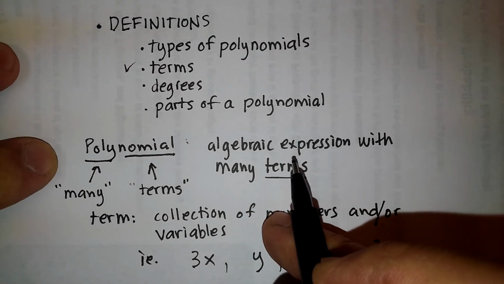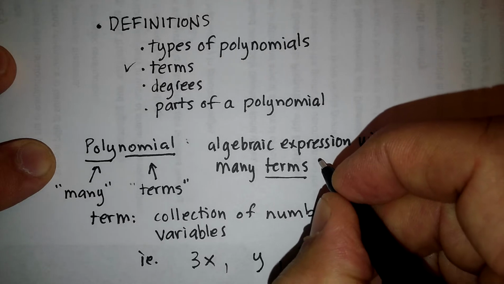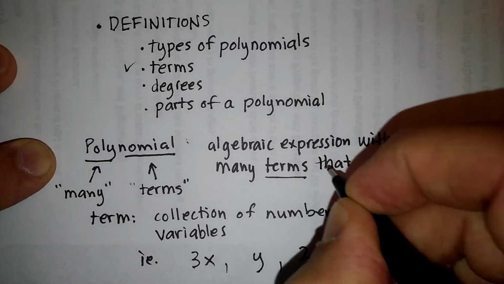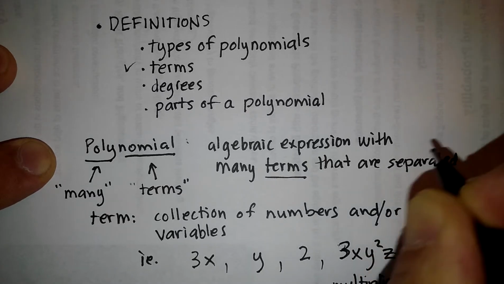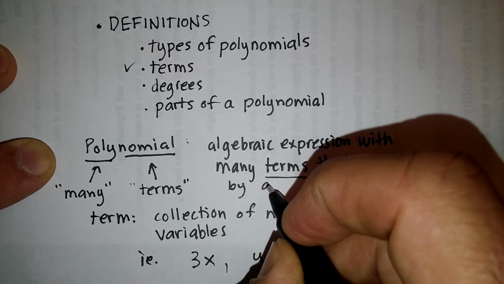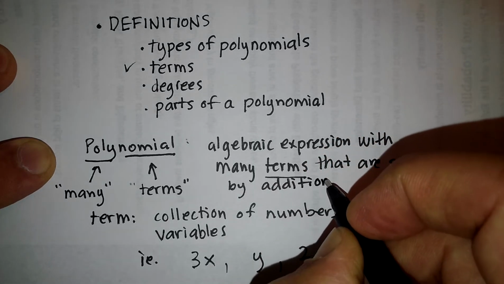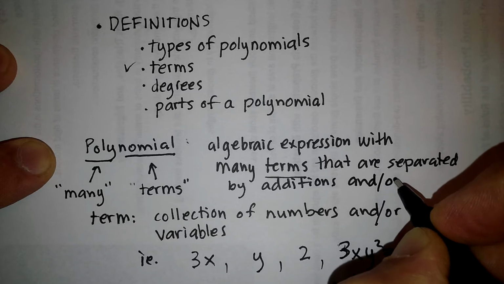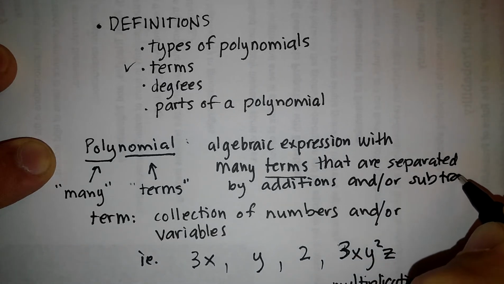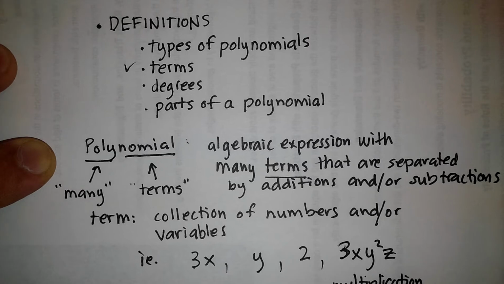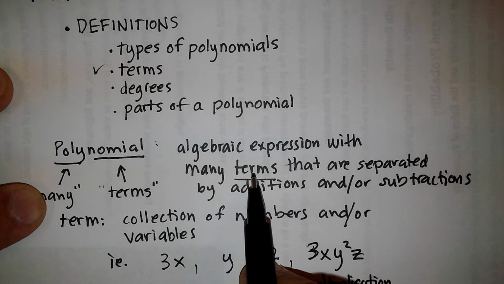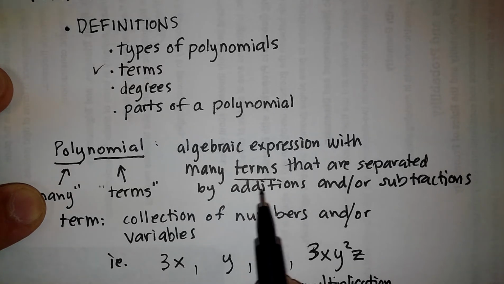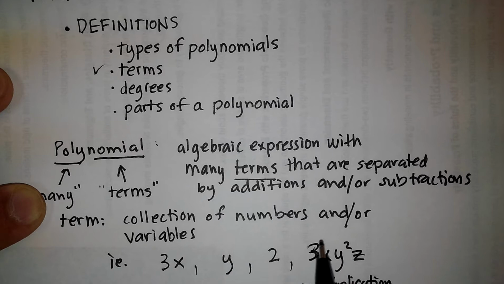An algebraic expression with many terms that are separated by additions and/or subtractions. Okay? So again, algebraic expressions can have many terms, but the terms themselves are separated by additions and subtractions. Okay? But in an individual term, it's just all multiplications.